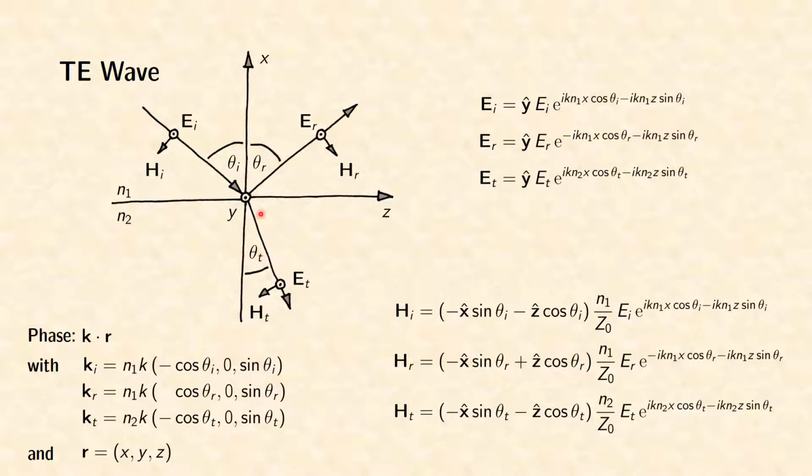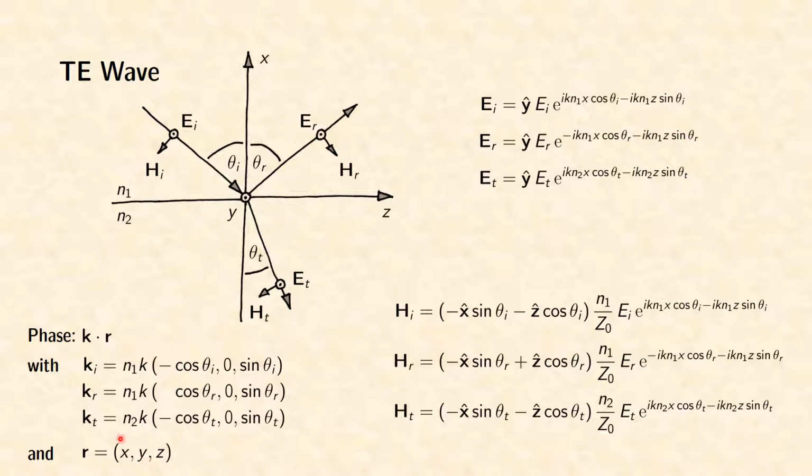And here in this figure you can see the definition of all these vectors, as well as the respective angles, the incident angle, the reflected angle, and the angle of the transmitted wave. On the right hand side you find all the fields. So the incident electric field is given by its polarization vector y and an amplitude and a phase factor. In the phase you have this scalar product, and this is carried out already.